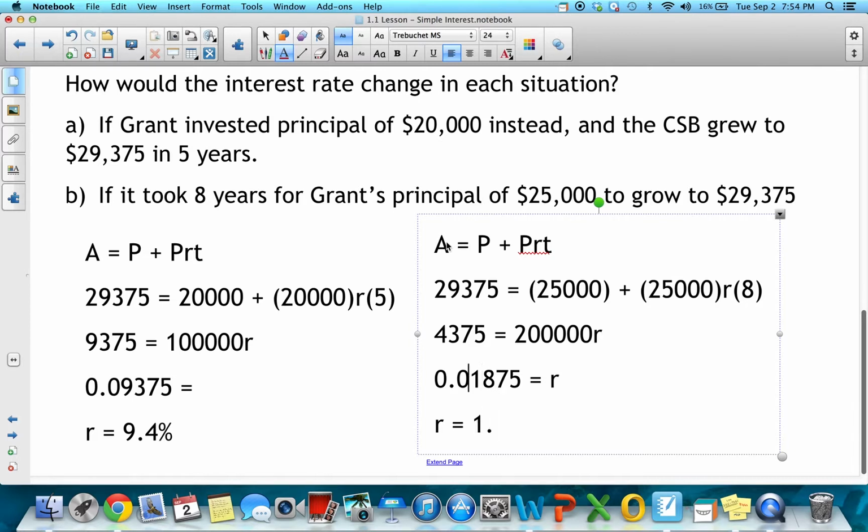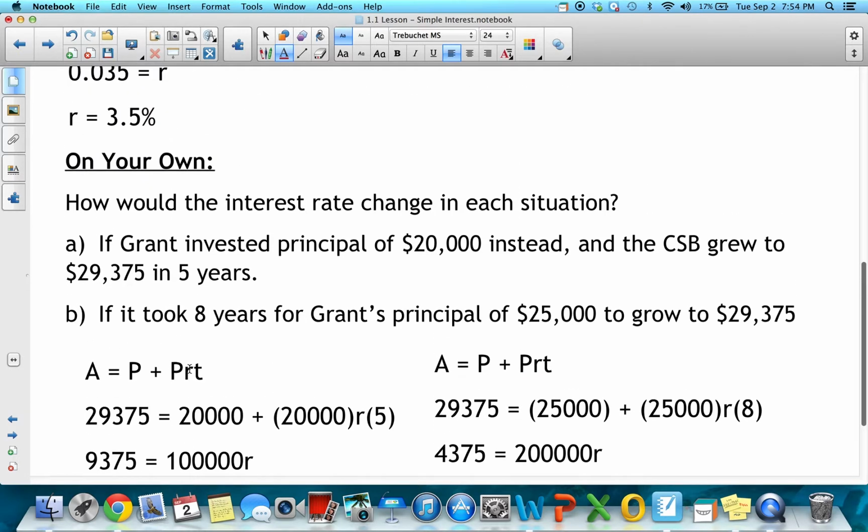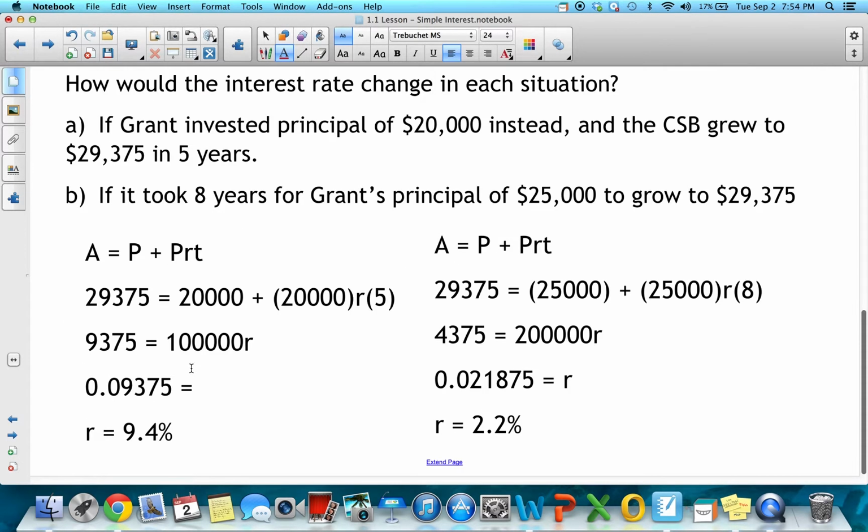0.021875. So I'm looking at 2.2%. So how would the interest rate change? Here the interest rate is going way up, from 3.5 to 9.4, and here the interest rate is going quite a bit down, 3.5 to 2.2.